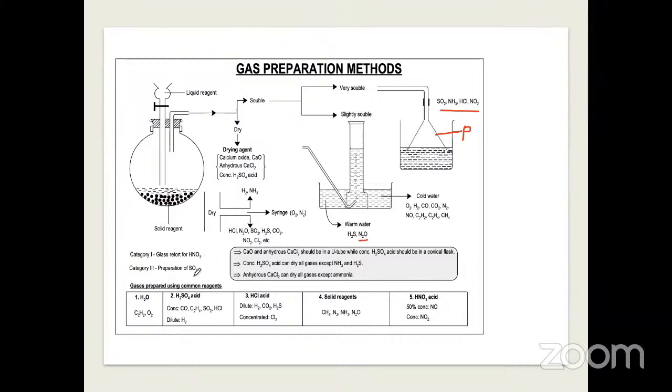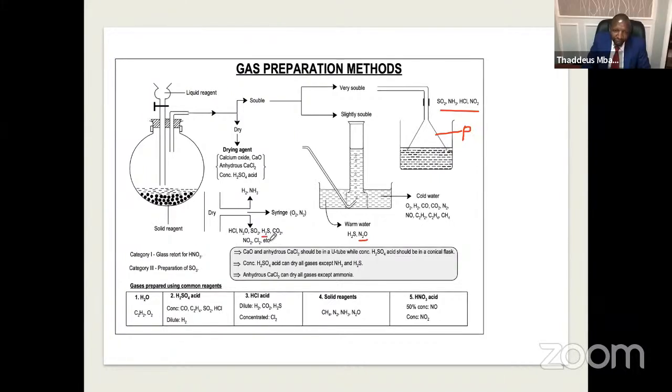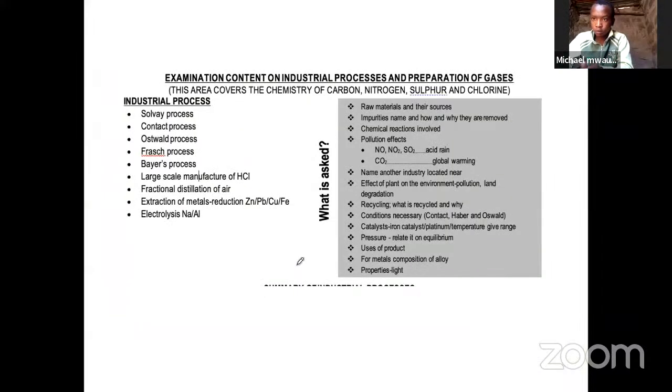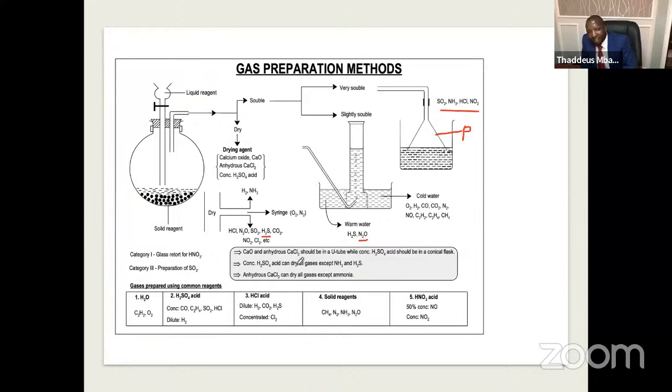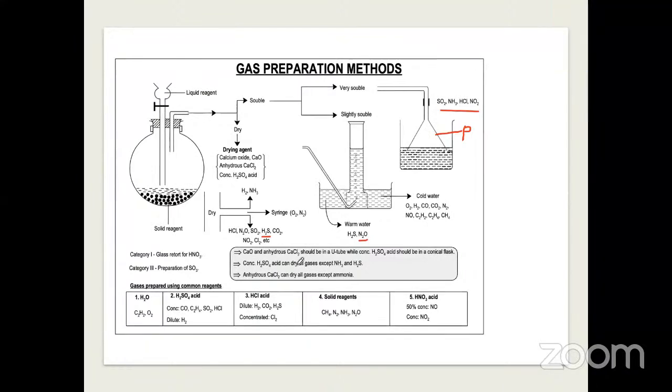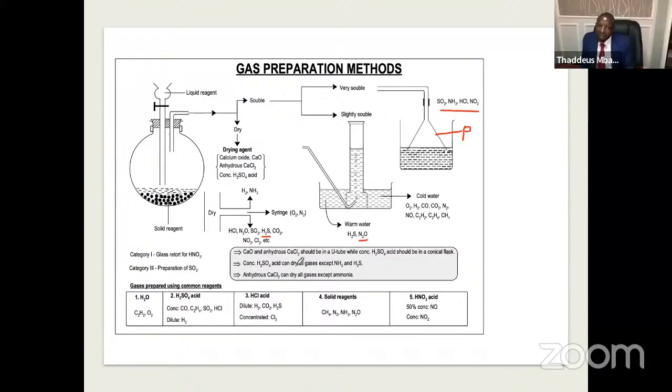44. The one for hydrogen sulfide. Sulfur is 32, hydrogen is 1. So, 34. Is it less dense or denser than air? Denser.